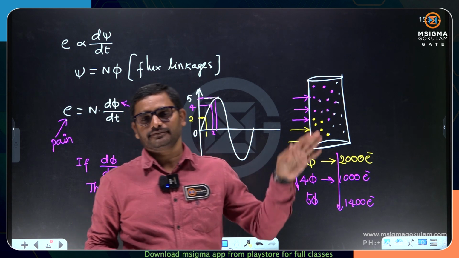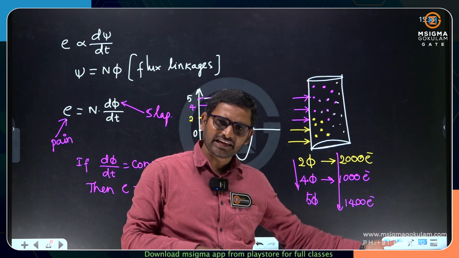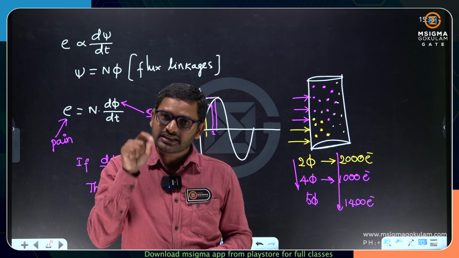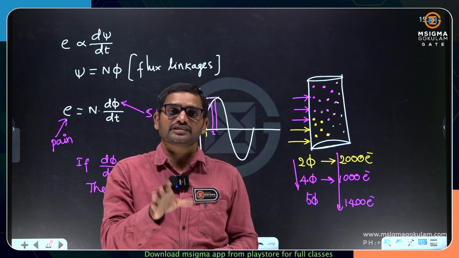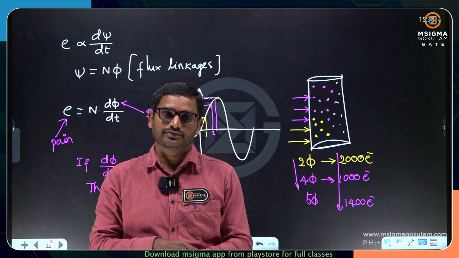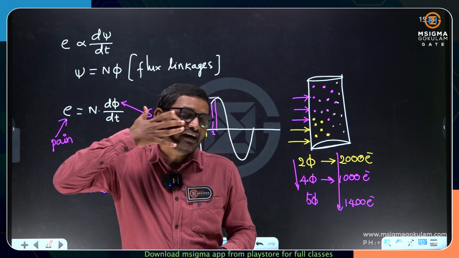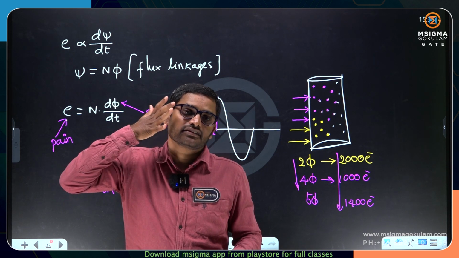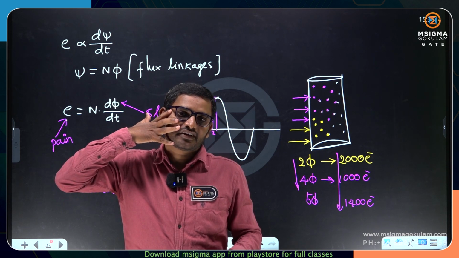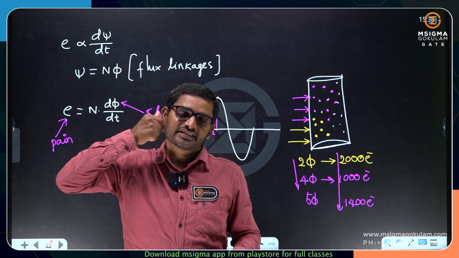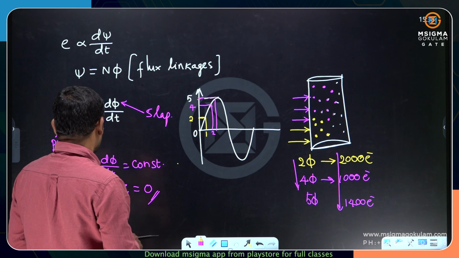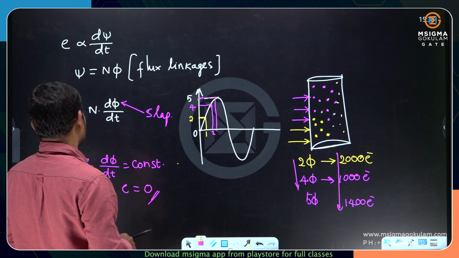Let it be any way, whether it is dynamically induced EMF or stationary induced EMF, it doesn't matter. There must be a change in linkage of flux lines with respect to the conductor, otherwise EMF will not be induced. If the flux linkages are constant, EMF will not be induced. If the flux linkages change continuously, EMF will be induced. So that is about the induced EMF.